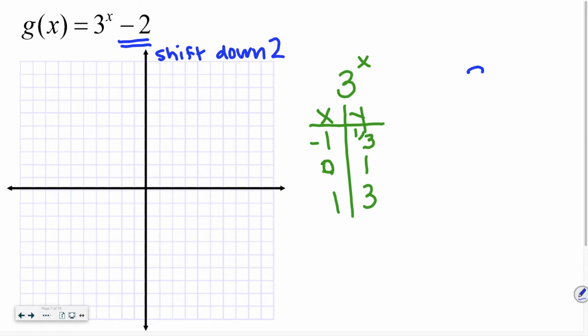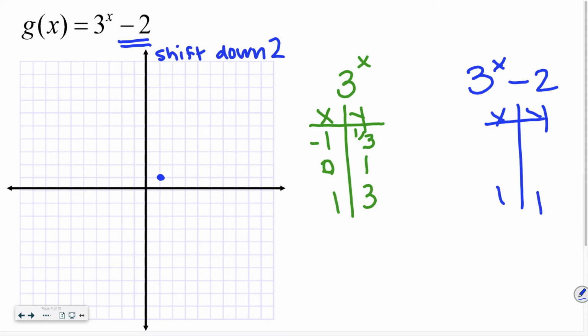So when we talk about 3 to the x minus 2, that 2 is after our function, so it's affecting it vertically. We're just going to take these coordinates and shift them down 2. We'll start over here with 1, 3. If I have the coordinate 1, 3 and I shift it down 2, we're at 1, 1. I would literally put it on your graph and count it. We have the coordinate 0, 1, and if I shift it down 2, we're at the coordinate 0, negative 1. Okay?